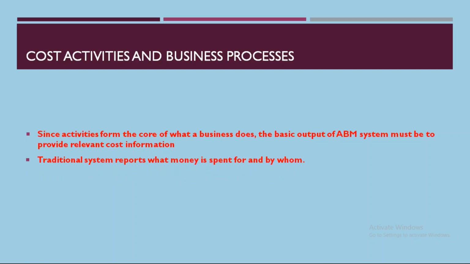So the traditional system reports what money is spent for and by whom. That is our normal accounting system. We say electricity, we say water, we say stationery, but that's not good enough in the activity base. We must know, for stationery, for which activity did the stationery go? Electricity, for which activity did electricity go? So we have to identify through the activity, not just to have the general ledger system, which is not enough. So here the costs are assigned to each activity.